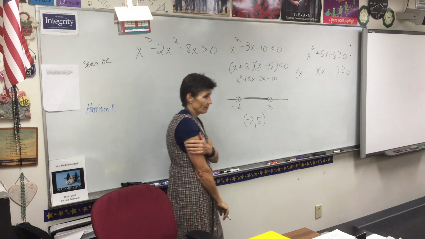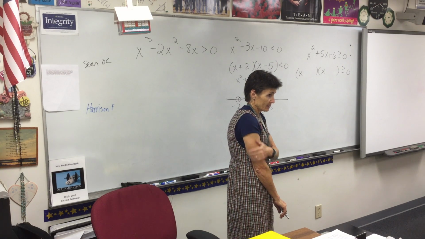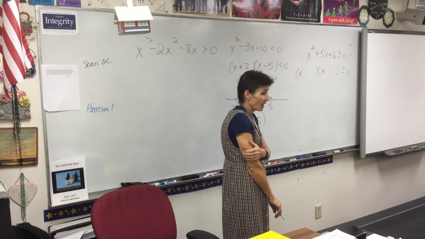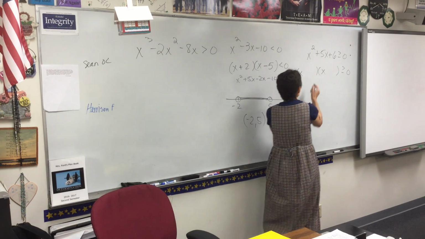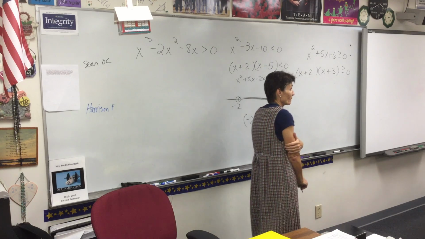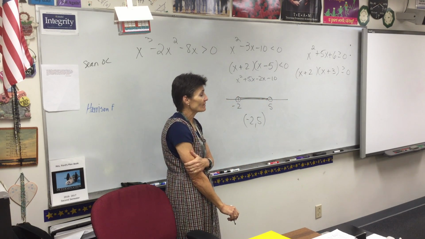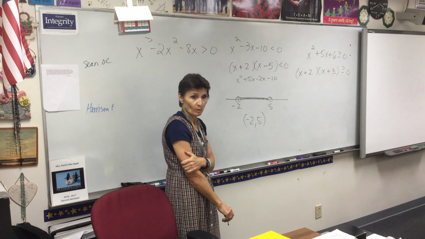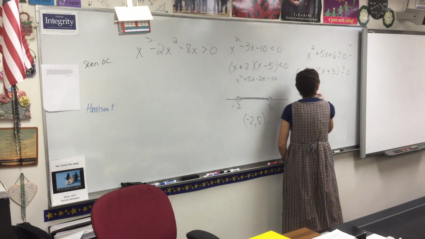What's going through your head? What multiplies to give me 6, but adds up to give me 5? Jacob? 2 and 3. So 2 and 3, plus 2, plus 3. How does that look, everybody? Does that seem about right? And of course, if I have doubt, I just FOIL it and make sure I get x squared plus 5x plus 6.